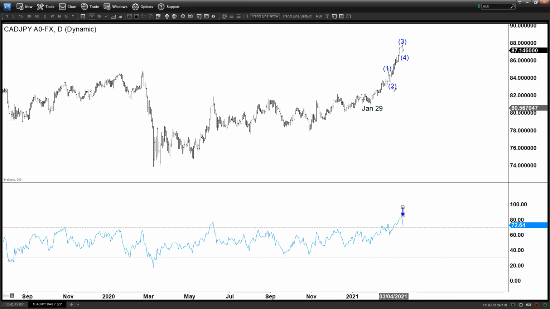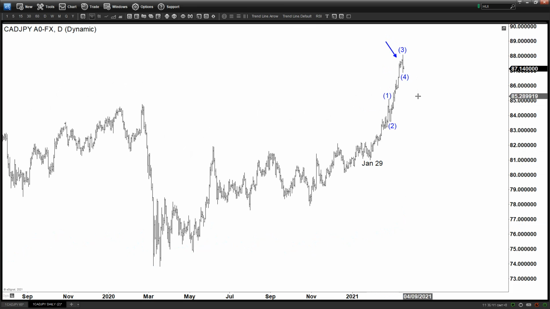You can see that usually signals that that's not the end of the move, because there is still no divergence at the moment. So you got what looks like an impulse, what looks to be incomplete 3 waves without divergence, right? So that suggests that we could still see further upside, at least one more leg higher in the Canadian dollar yen.